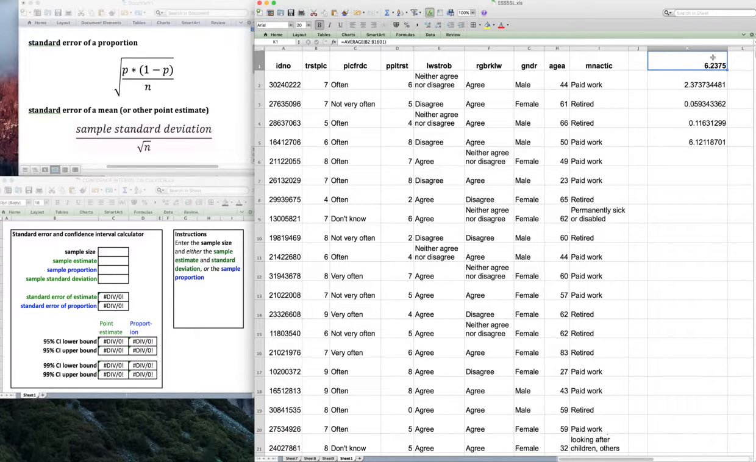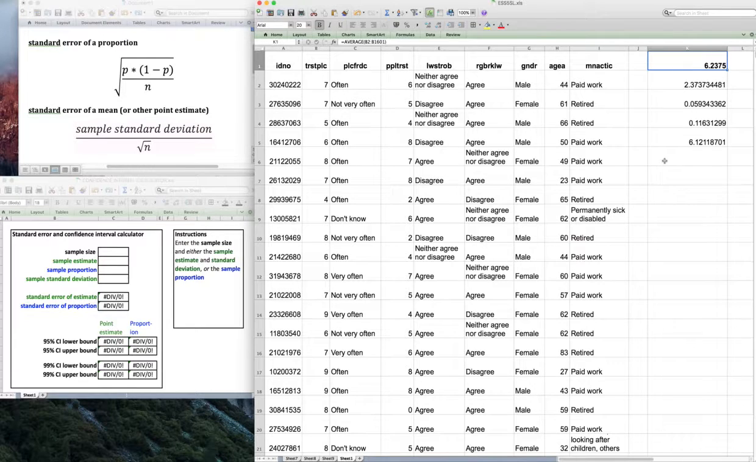So the sample estimate for the mean for this variable, trust in the police, is 6.24. We want to know what the standard error is. So our relevant formula is the standard error of the mean, and that's the sample standard deviation for the variable, and then we divide that by the square root of the sample size.